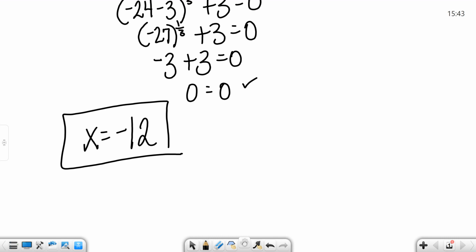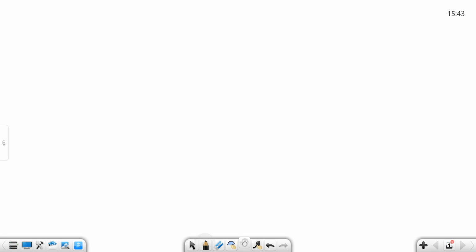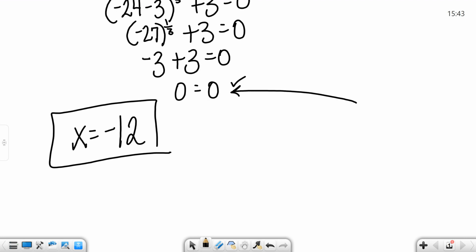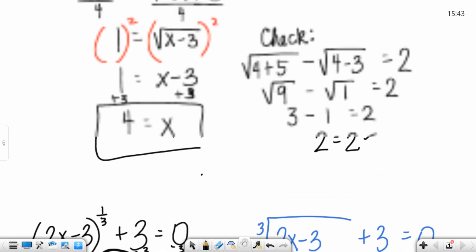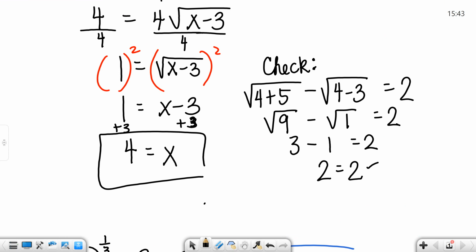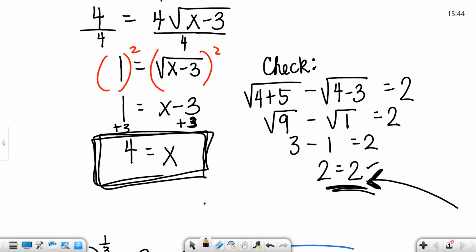Now, here's a big mistake that I see people make. I see people in my math lab type in 0 is the solution. 0 is not the solution. The solution is x equals -12. If I go up here to the problem that we did just before, and we had to check to make sure that 4 was our answer, we plugged it in. You know what I see people do? I see people in my math lab type in things like, oh, x equals 2, because we got this 2 down here when we checked. That is not the solution. The solution is x equals 4.